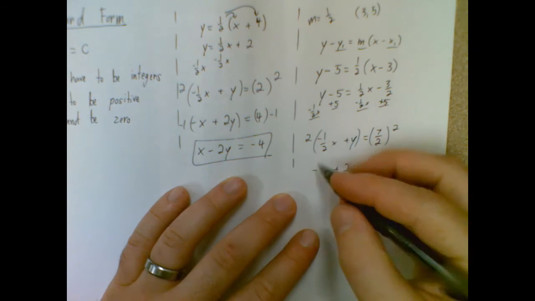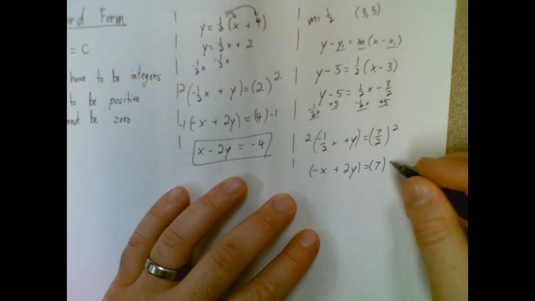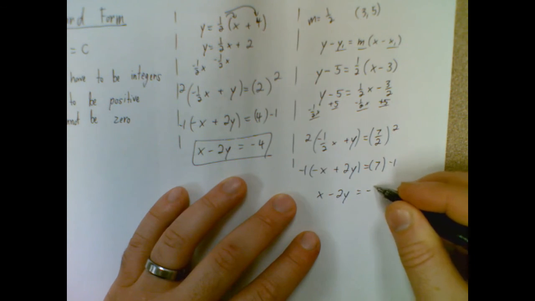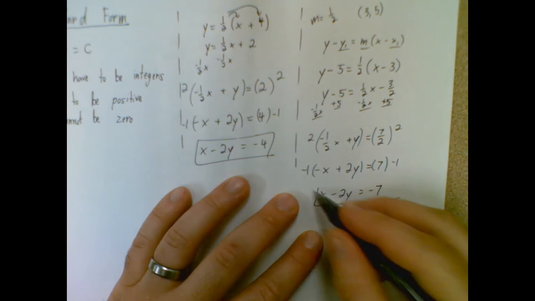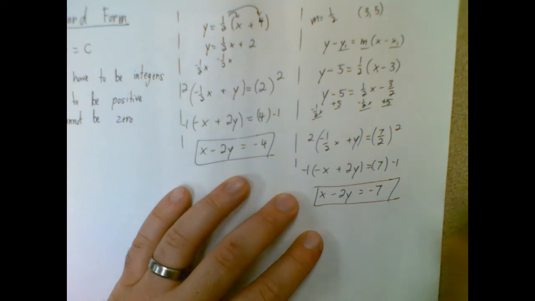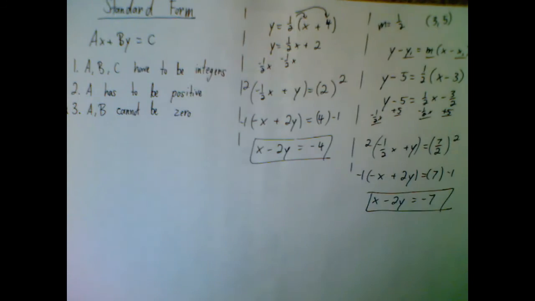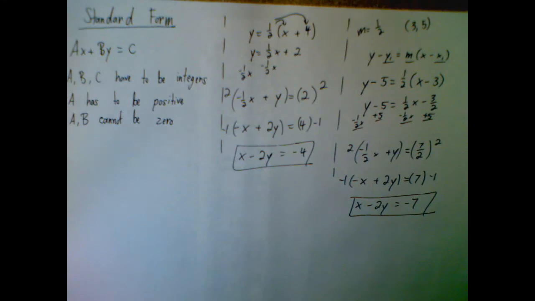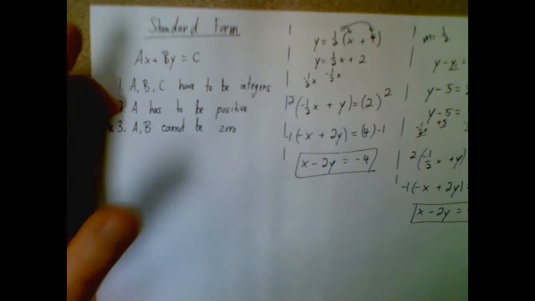Okay. So then I need to get rid of that negative by multiplying by -1. Okay. And that's my standard form. 1x minus 2y equals -7. So a lot of these follow that same kind of pattern, so jump in, try it out, and just make sure you're following your rules.